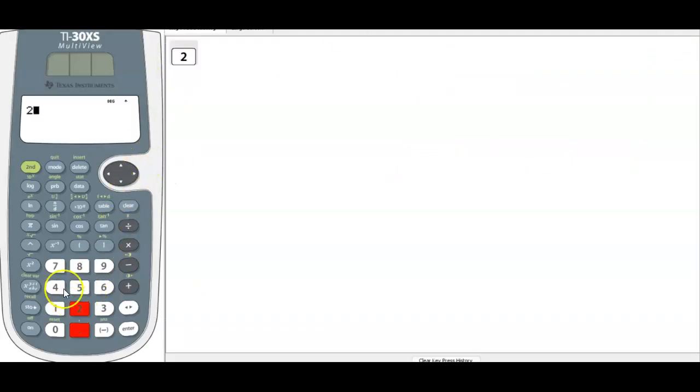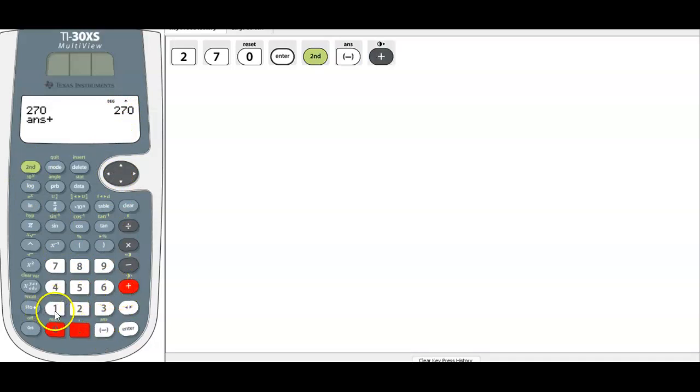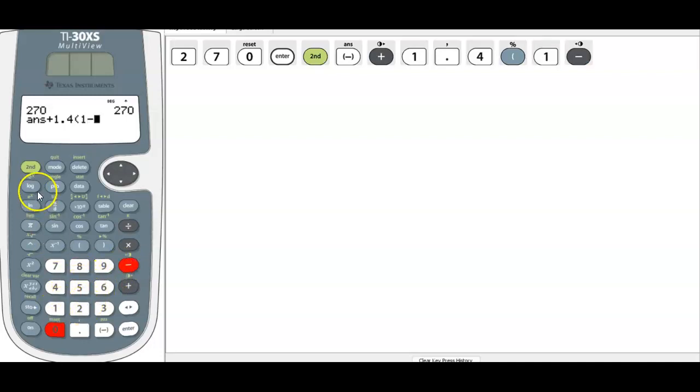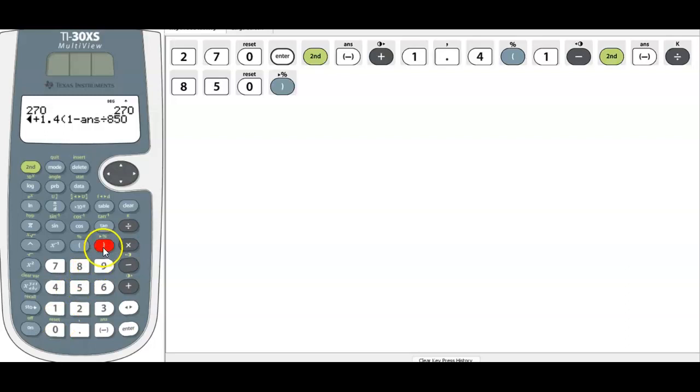So we'll put in the 270, enter. So that is the answer that the calculator last sees. And so now to call up that last answer, we'll just go answer plus, and then our growth rate is 1.4 times, or you can just put the number next to parentheses on the TI-30, 1 minus that answer again, that's where it goes, divided by the carrying capacity, which was 850, times that answer.